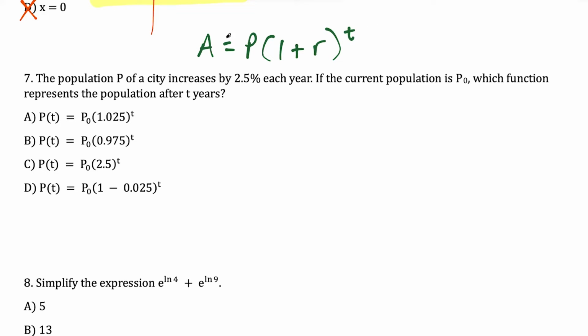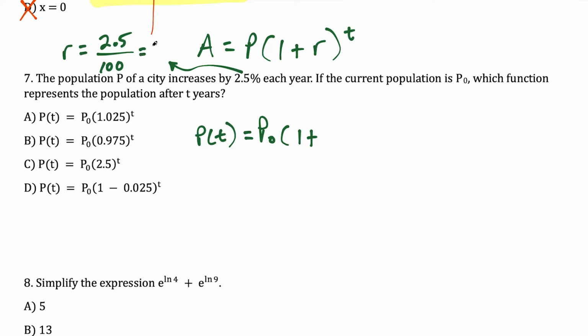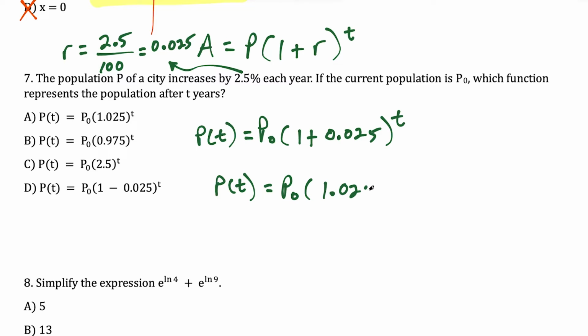So here, all we have to do is deal with the initial population, which is P naught. So we're going to have P of T is equal to the initial population, once again, P naught, and then we have 1 plus R, where R is the interest rate expressed as a decimal. So R equals 2.5%, which is 2.5 out of 100, and this simplifies to 0.025. So I would just write in here 1 plus 0.025 to the power T. And now we just simplify this. This is going to give us P of T is equal to P naught times 1.025 to the T power. And this matches up with choice A.